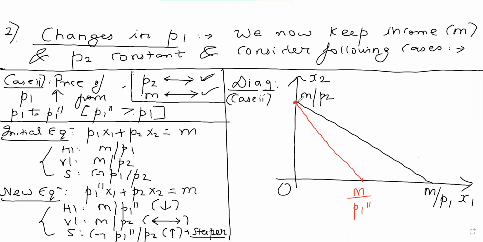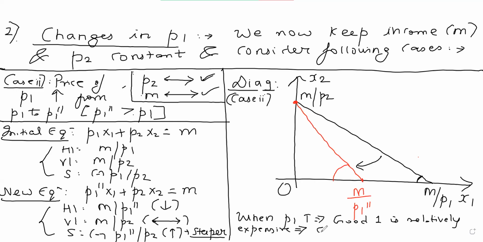You can see now the angle has gone up as compared to the angle initially. So my budget line swivels to the left, and logically also you can see that when P1 goes up, good one is relatively more expensive, which implies consumer can now afford to buy less of it.